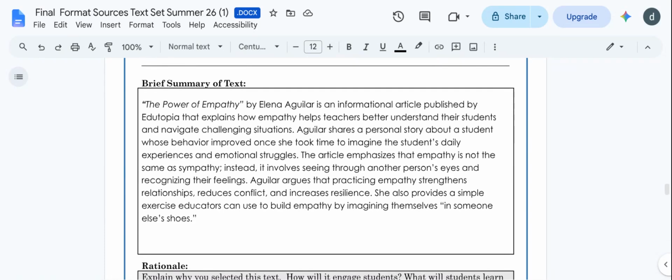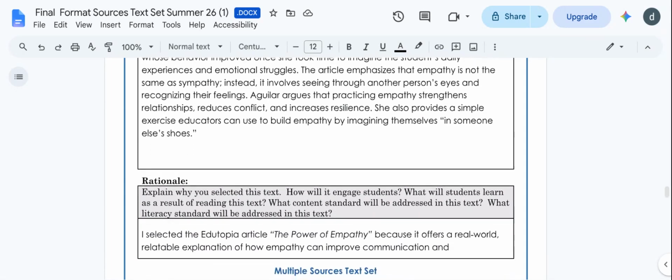The Power of Empathy by Elena Aguilar is an informational article that explains how empathy helps teachers better understand their students. The article emphasizes that empathy is not the same as sympathy. Instead, it involves seeing through another person's eyes and recognizing their feelings. Aguilar argues that practicing empathy strengthens relationships, reduces conflict, and increases resilience. Educators can build empathy by putting themselves in someone else's shoes.